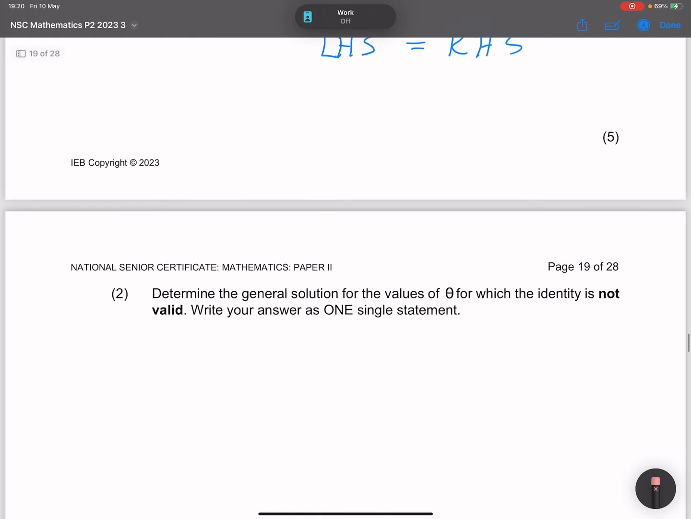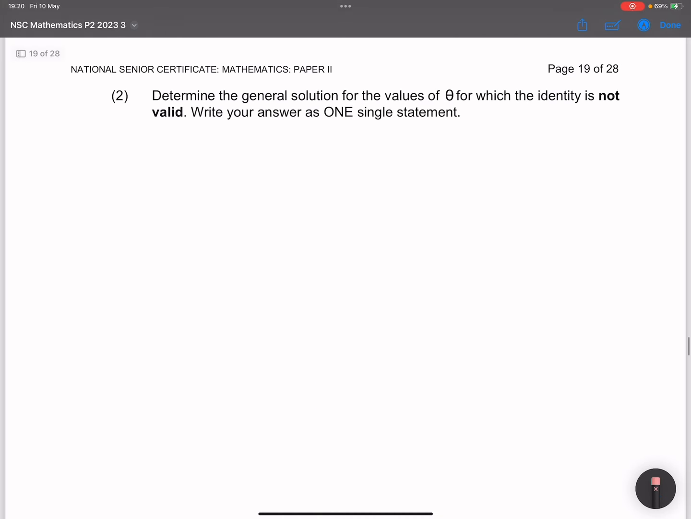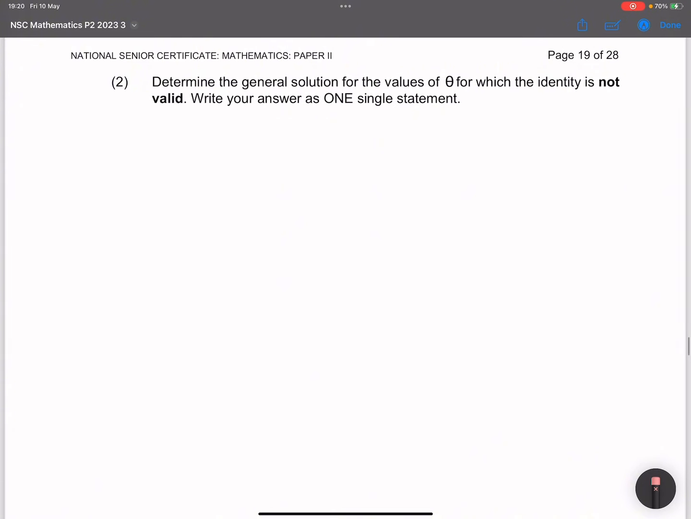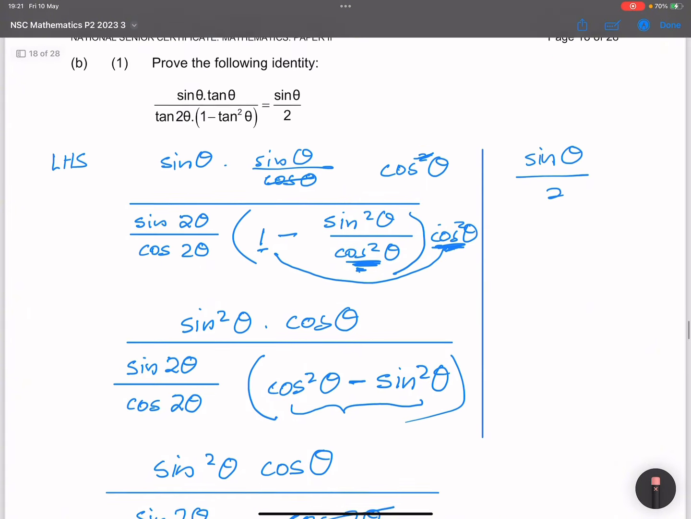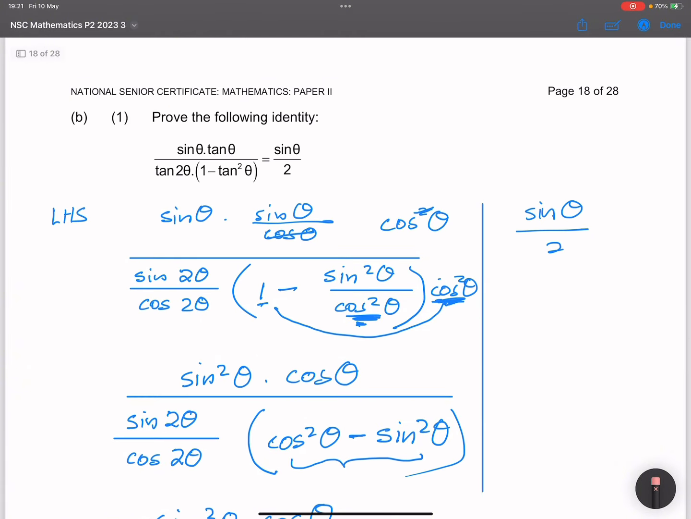The next portion of this question, they say to us, determine the general solution for the values of theta for which the identity is not valid. Write your answer as one single statement. Now remember, in that identity, we had a denominator, right? And in this case, we note that on the left-hand side, our denominator cannot be equal to 0. So note that our denominator is tan 2 theta into 1 minus tan squared of theta.